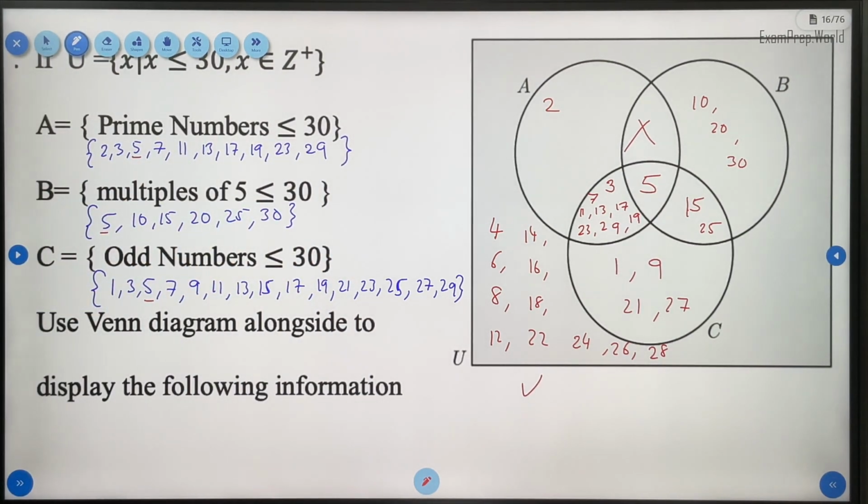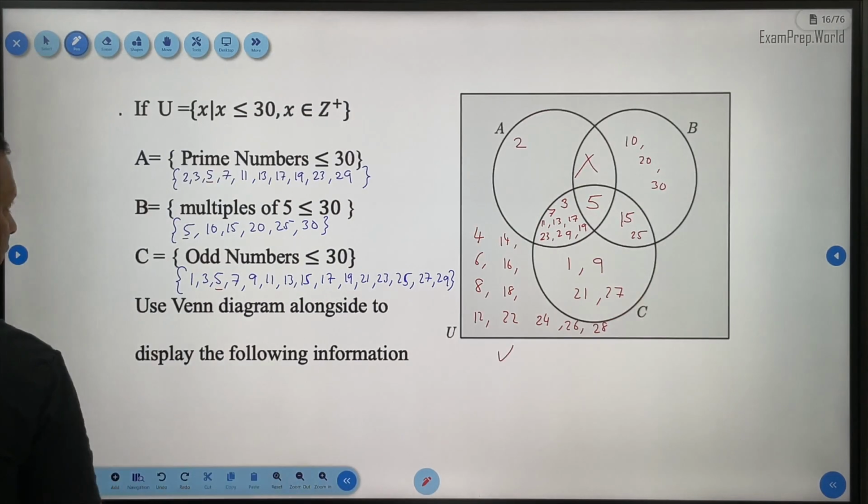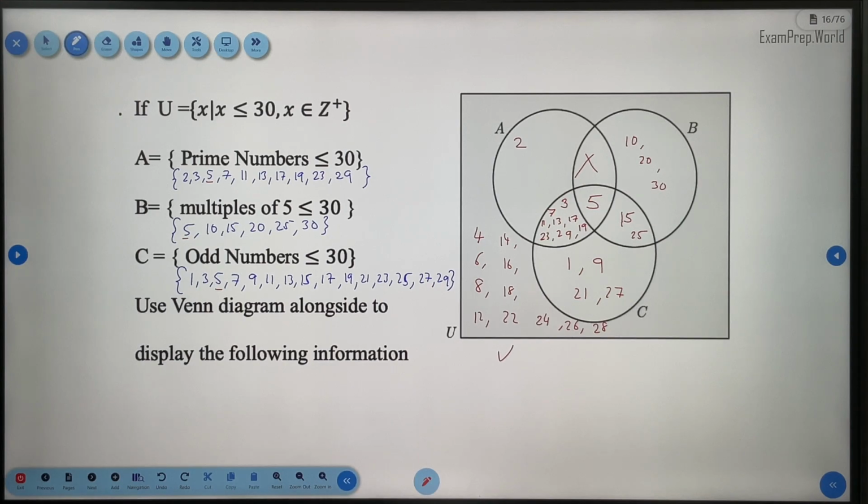So, copy this. I'll zoom out for you guys. So, one step.